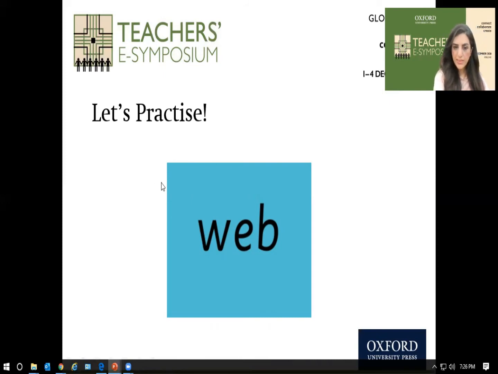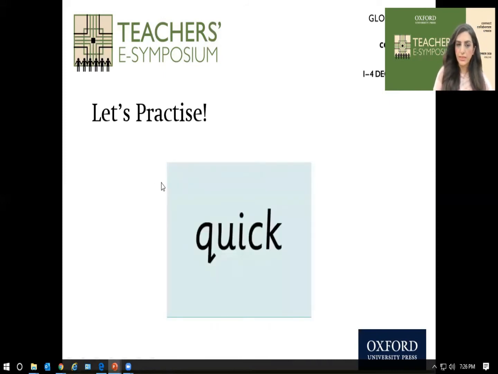So for this one, please put your finger under the sounds and identify how many sounds. All right, some people are saying 5. Some are saying 4. So remember to identify the sounds and not the number of letters. Okay, excellent. Somebody said 3. Yes, there are 3 sounds in this word.